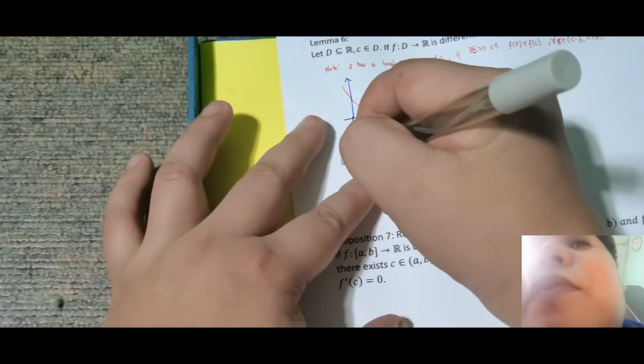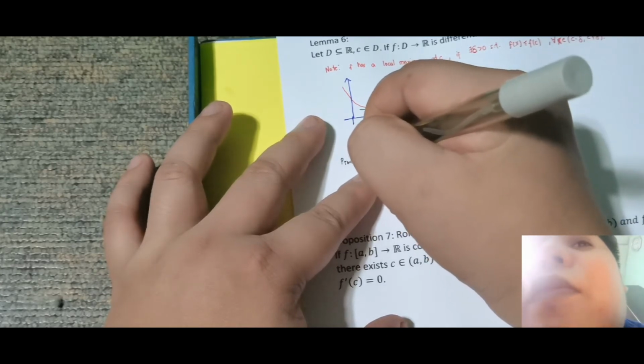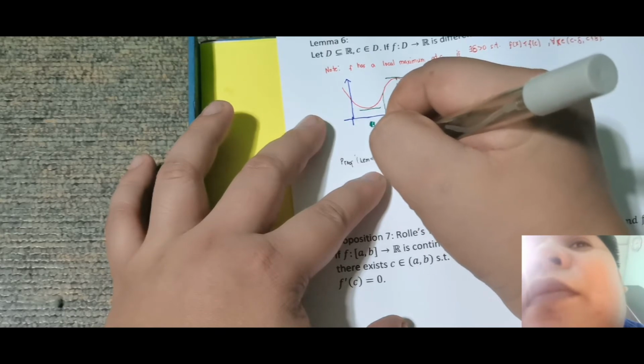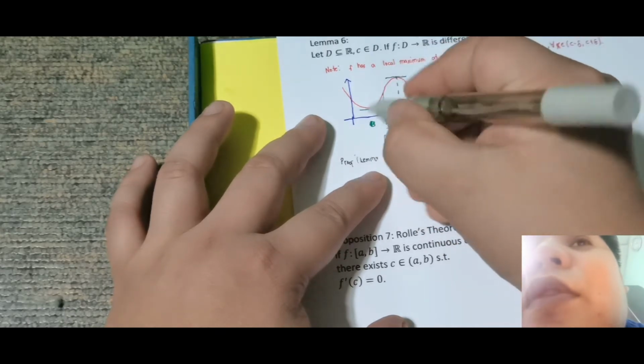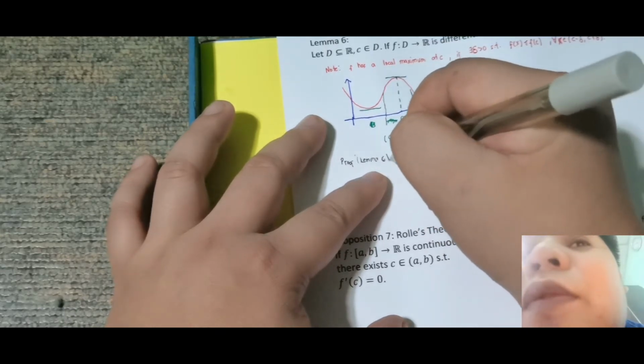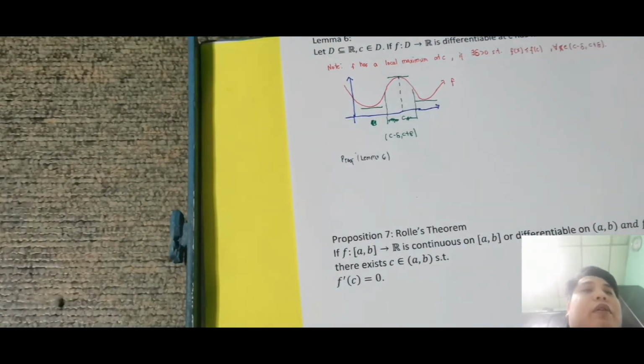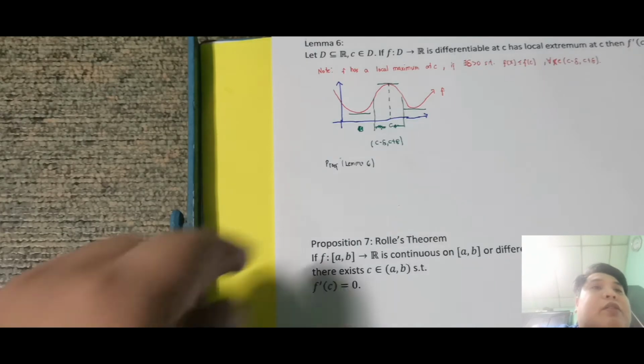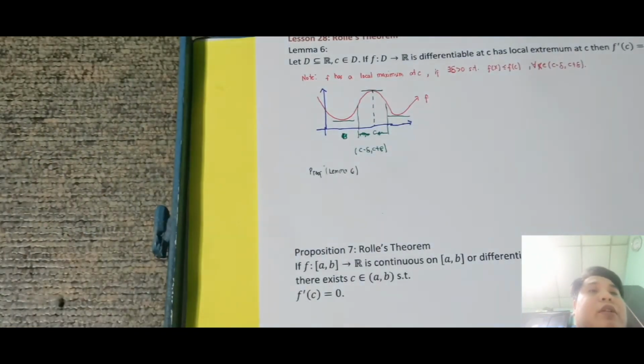So ito yung proof of lemma number 6. Okay, so nawala ng tinta yung aking block. So by Caratheodory lemma, same, sabi niya, since f is differentiable at c.